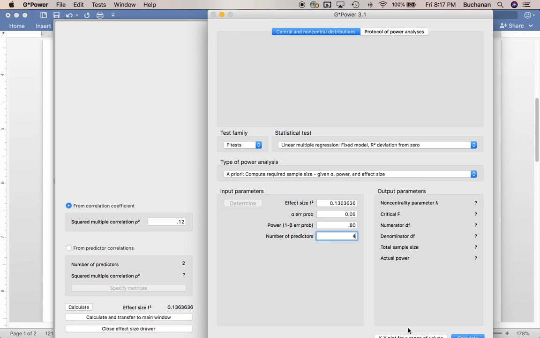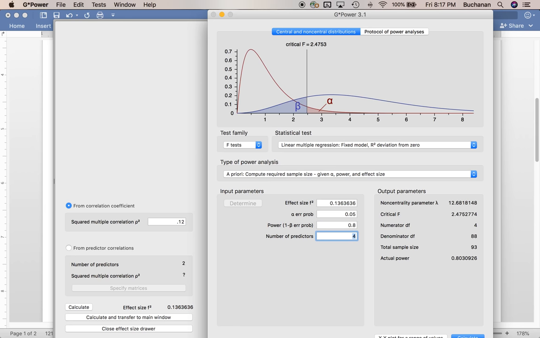Since I'm on a Mac, it hides off the edge of the screen, so I'm just going to hit enter. Right. And it says I need 93 participants to find the effect I'm looking for if the effect is actually R squared equals 0.12. So that's a quick way to power at least the final equation.